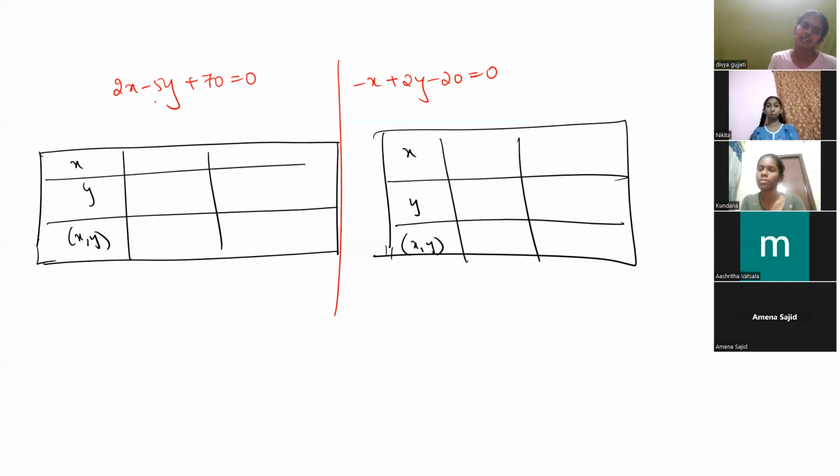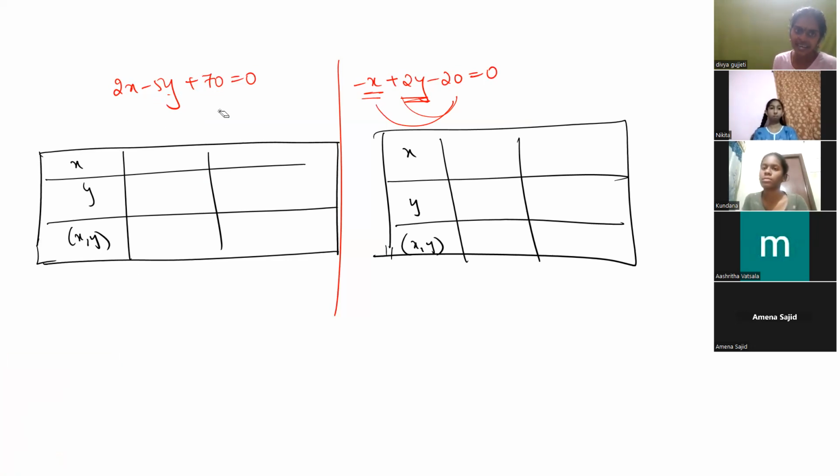See here, if I make this 0, y is divisible by 70. So directly I'll get a whole number only. If I make this 0, then x is also divisible by 70. So here also I'll get a whole number only. Got it? So if I make this 0, 2y is divisible by 20. So I'll get a whole number only. If I make this 0, x will be directly 20. So are you able to understand? So I'm getting whole numbers only if I'm using the intercept method here. Got it? So I'm going to use intercept only here.